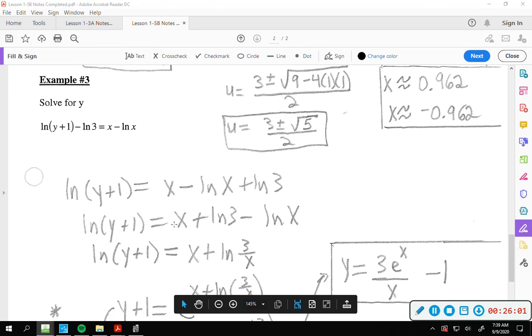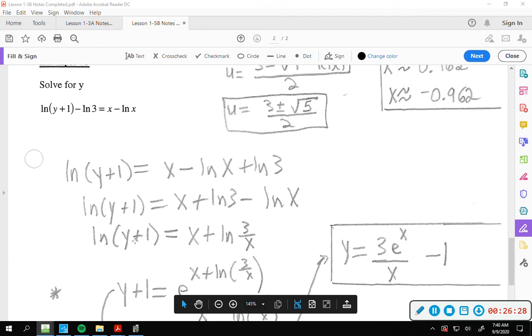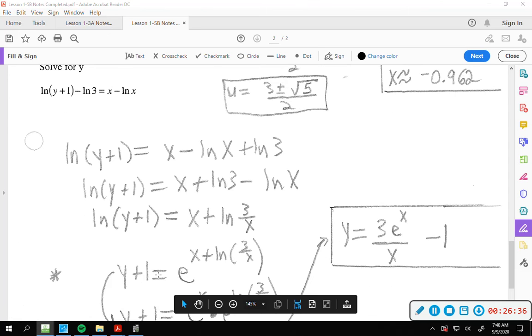Notice I took a step here just to rearrange a little bit, and then I used a property for logarithms to rewrite this. The natural log of 3 minus the natural log of x, I can combine those. If I'm subtracting natural logs, I can make it one natural log and divide the arguments. So I rearranged and I applied some logarithmic properties. But now I want to undo this. So I take e raised to both sides. If I take e raised to this side, I get y plus 1. If I take e raised to this side, I get this right here.